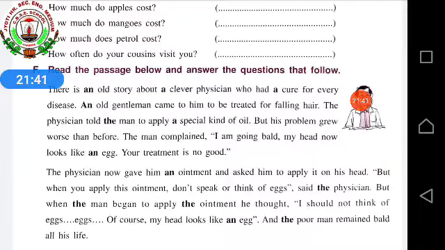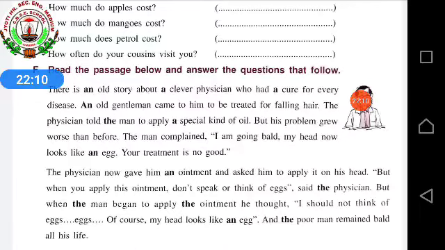Again, I'm repeating for you. There is an old story about a clever physician who had a cure for every disease. An old gentleman came to him to be treated for falling hair. The physician told the man to apply a special kind of oil, but his problem grew worse than before. The man complained, "I am going bald.